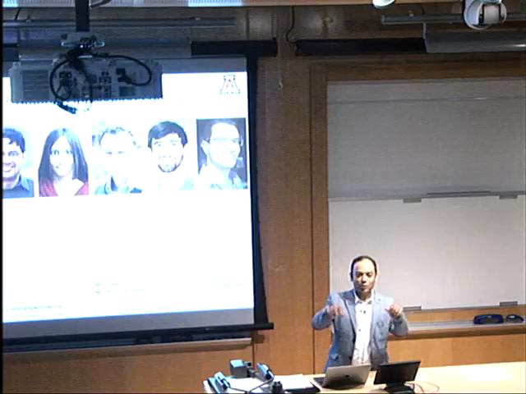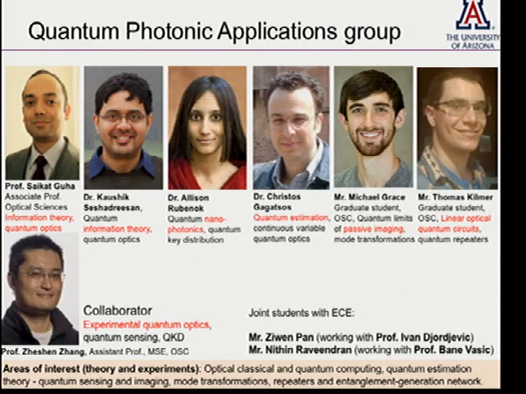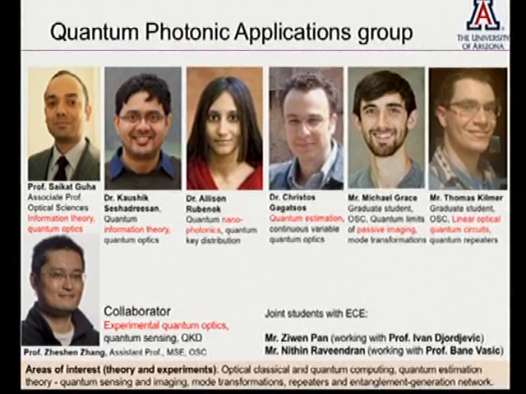Okay, so this is my group. Four of them are here. Kaushik and Allison are both in the audience, and they're both postdocs. Kaushik is a theorist working on information theory. Allison is an experimentalist. She did her PhD with Jeremy O'Brien in nanophotonics. My third postdoc, Christos, is joining our group in May. He's a quantum estimation theorist. Michael and Thomas are PhD students, also here. They're working on optical imaging, and Thomas is looking at linear optical quantum circuits, probably most closely related to the topic of the talk today. Zexian Zhang is a professor in the MSc department. He also joined exactly the same time as I did. He's a very close collaborator, a quantum optics experimentalist working on non-classical light generation and manipulation. We work very closely together. And I have two joint students with ECE, Zuen and Nitin. They are advised by Ivan and Bane Vasic.